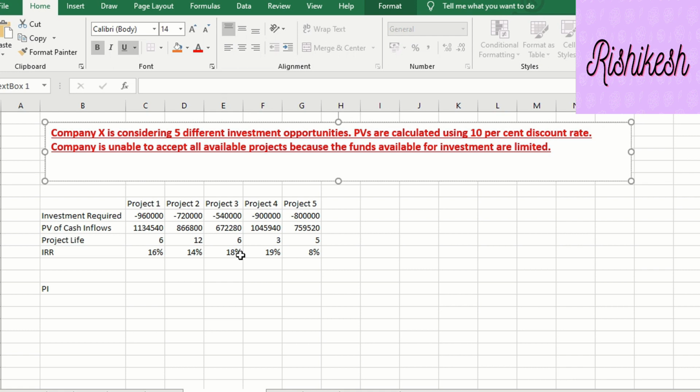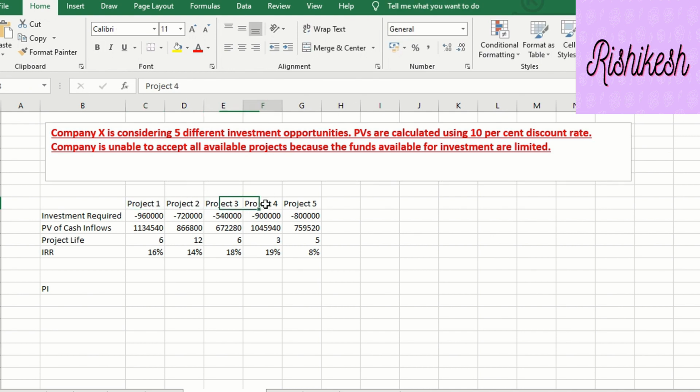Now we are going to take a question to make you understand profitability index. Company X is considering 5 different investment opportunities. Means company X has got 5 different projects to invest in: project 1, project 2, project 3, project 4 and project 5. Present values are calculated using a 10% discount rate. The company is unable to accept all the available projects because the funds available for investment are limited, so they have to decide which project to invest in.